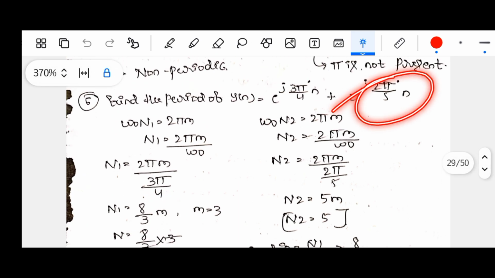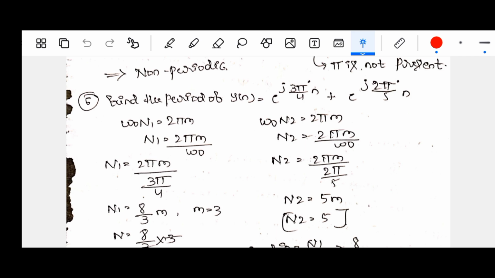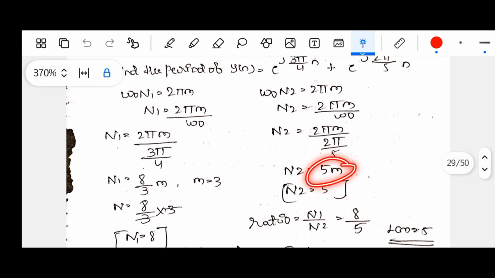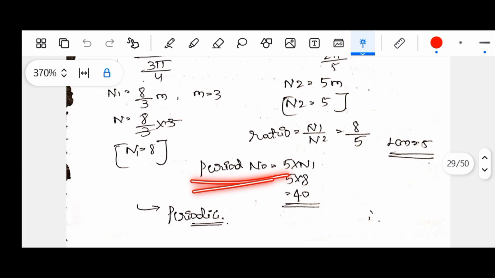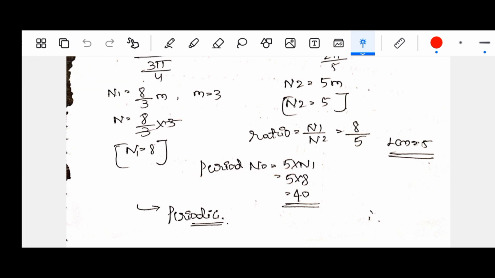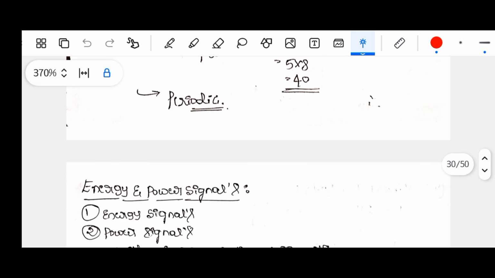Next, for this, omega naught into N2 is equal to 2 pi m. N2 is equal to 2 pi m divided by omega naught, and omega naught is 2 pi by 5. N2 is equal to 5. Therefore, the N2 value will be 5. Now we have N1 and N2. The ratio N1 by N2 will be 8 by 5. LCM will be 5. To find out the period, N is equal to 5 into N1. 5 into N1 will be 8. Therefore, the value will be 40. Hence, this is periodic.